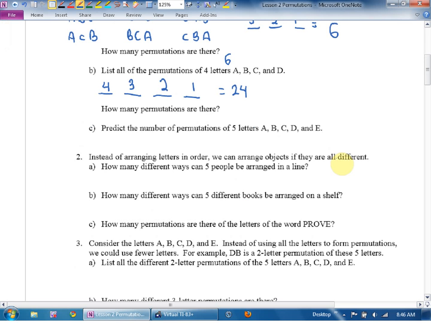So C says, predict the number of permutations of five letters. One, two, three, four, five. How many choices do I have in my Scrabble bag for my first letter?